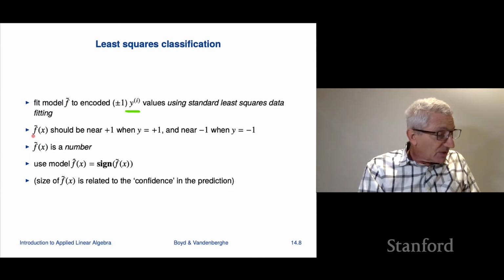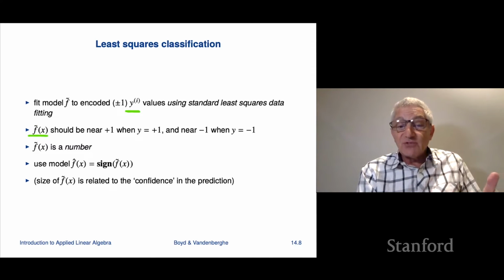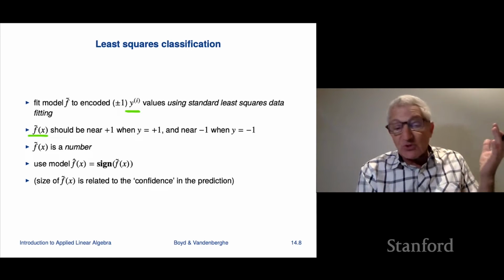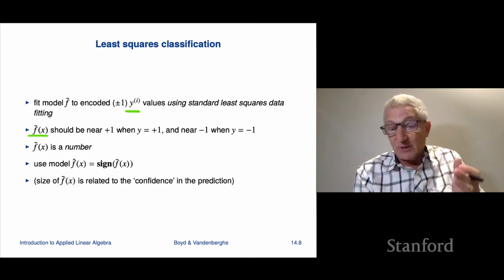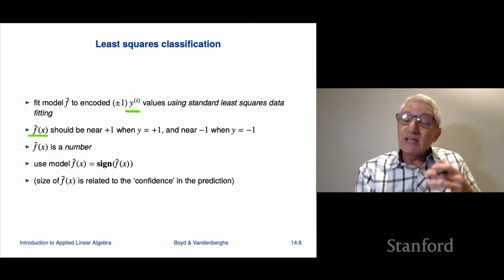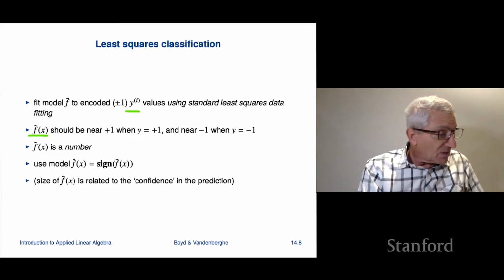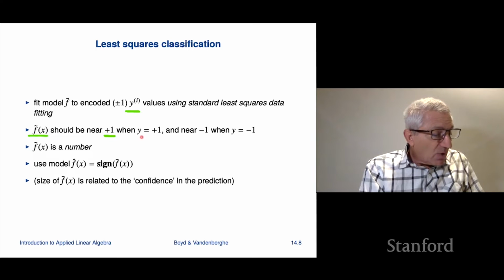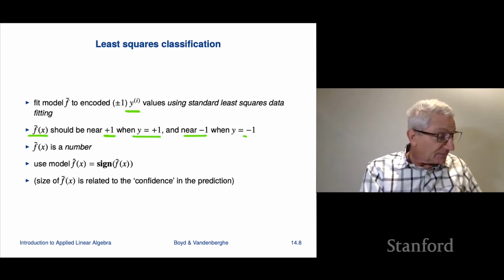Now, we're going to call that thing f tilde, not f hat. The reason we call it f tilde is because what it gives you is a number, whereas f hat must be plus or minus 1. Because if you say, does the patient have the disease, you're not allowed to say plus 0.2 or something like that. You have to say yes or no. I should add, there are methods for classification where you guess a probability of something happening, and that would indeed be a number. The idea here is, by construction, f tilde should be near plus 1 when y is 1, and near minus 1 when y is minus 1. So that's what we're going to construct.